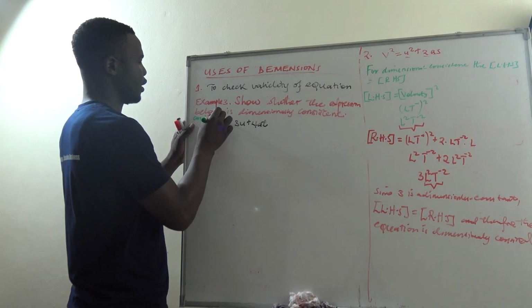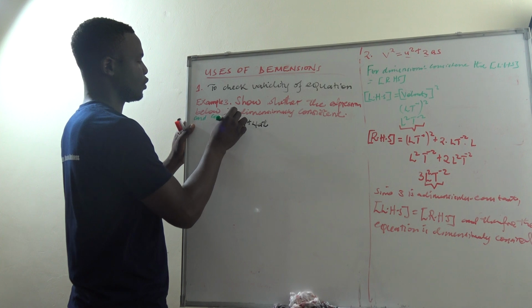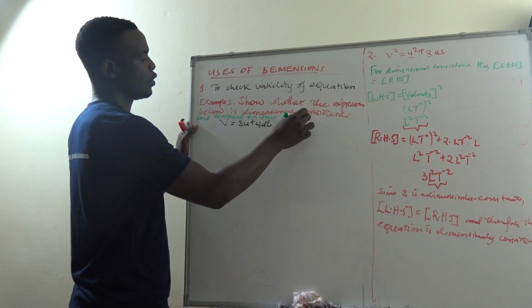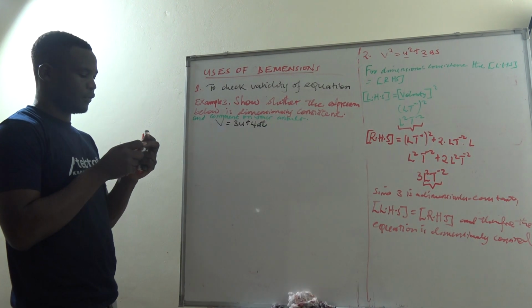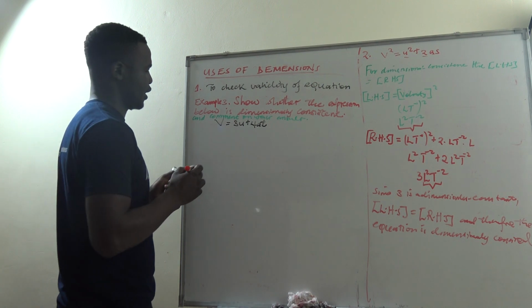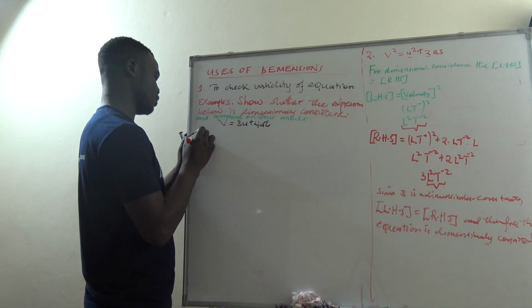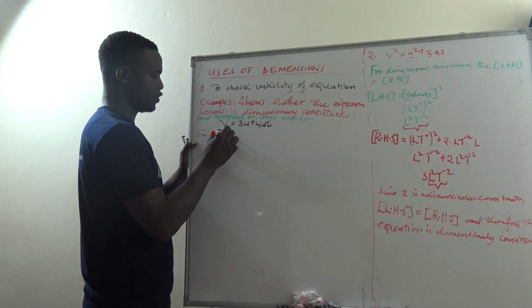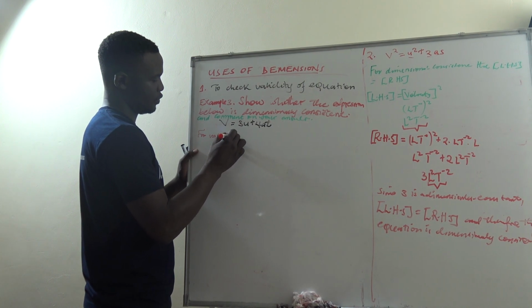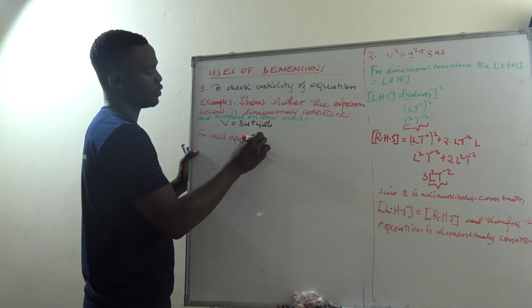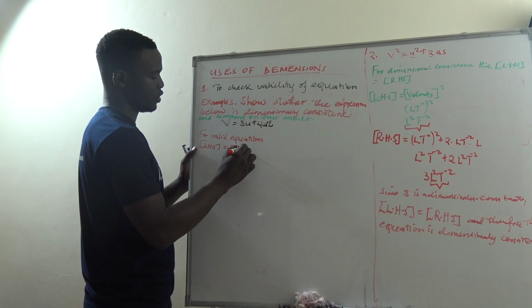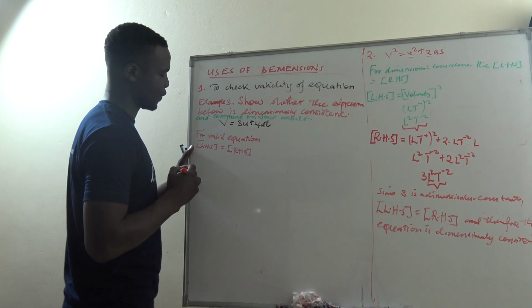Comment on your answer. So, how do we do this? We say that for dimensional consistency, or for valid equations, the dimensions on the left hand side should be equal to the dimensions on the right hand side.